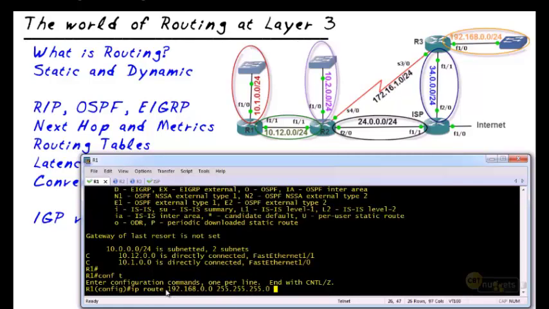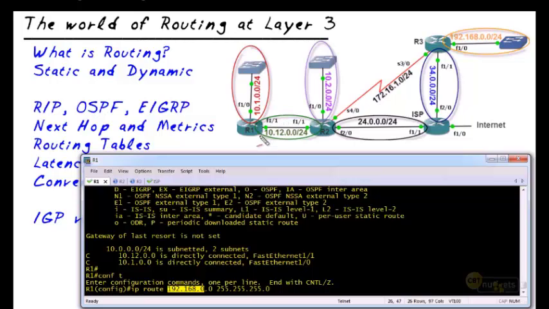Router, if you need to get to 192.168.0.0 with this 3-octet mask, meaning the first 3 octets are the network, if you need to forward to that network, here's what you should do. You should forward it to 10.12.0.2. Now that happens to be the IP address of R2. So we're basically playing hot potato.